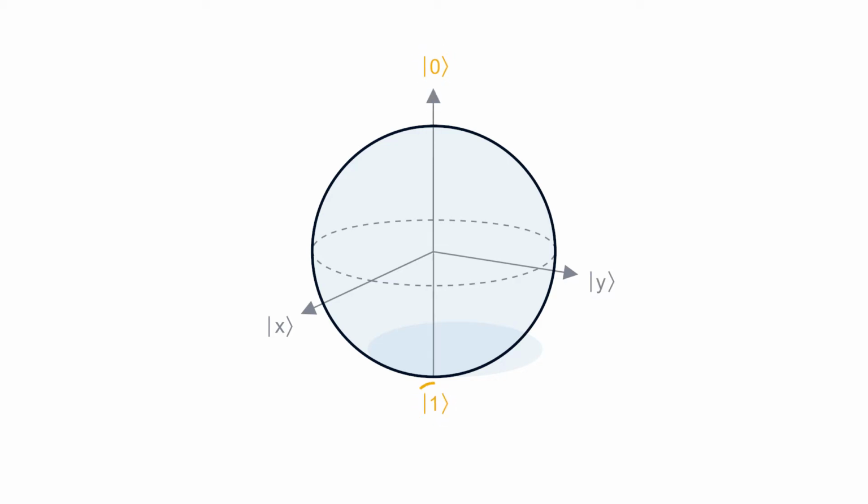The north and the south pole of the sphere correspond to the 0 and the 1 state. And on the x-axis are the x eigenstates, plus and minus. And on the y-axis are the eigenstates of y. The qubit is then represented as a vector from the origin to an arbitrary point on the sphere.